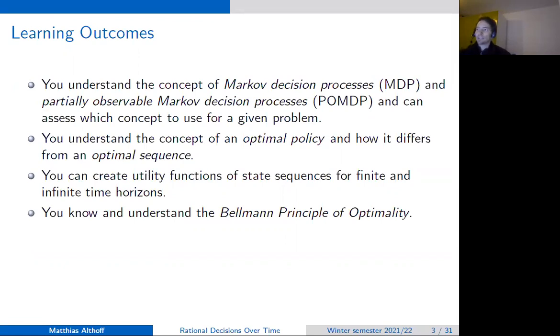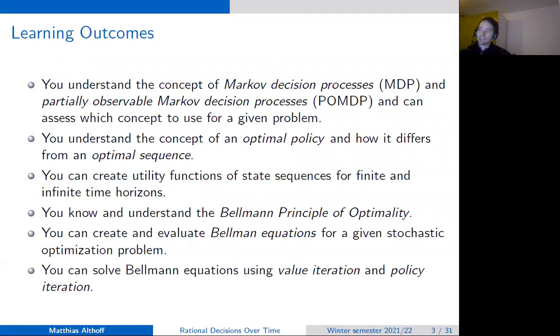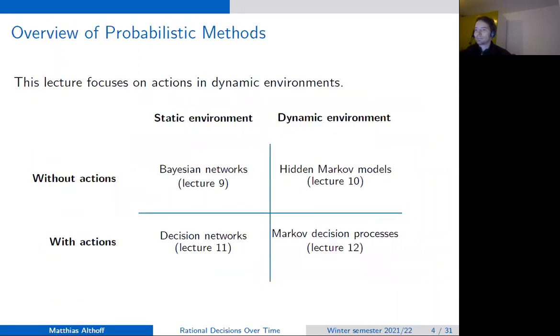Some of you might already know this. For instance, if you know how Dijkstra's algorithm works, then you might have already come across the Bellman principle of optimality. And you can create and evaluate Bellman equations for a given stochastic optimization problem. And you can solve these equations either using value iteration or policy iteration, which are both rather easy to perform. So the algorithms to solve this problem are surprisingly easy. Okay.